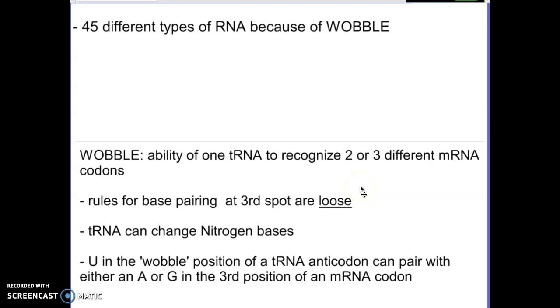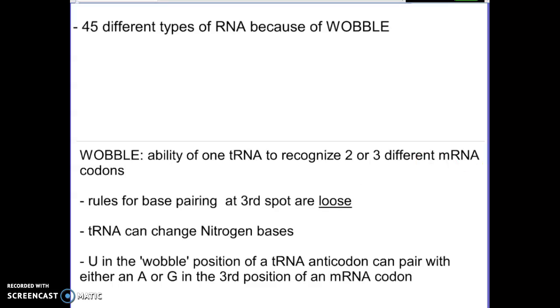Now here's something new. And of course we had to make it a little bit more complicated. We actually have 45 different varieties of RNA because of something called Wobble. So whenever there is a U in the 3rd position, which is called the Wobble position, it can actually pair with an A, which it normally does, or a G. So that gives you way many more options instead of just the original 20.